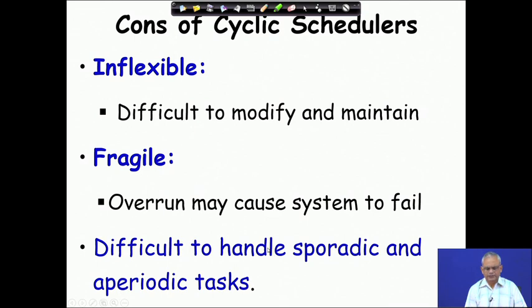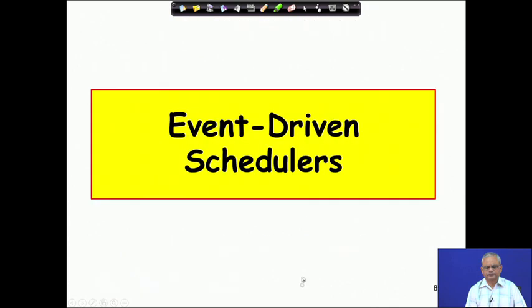These are fragile, because if for any reason one of the tasks takes longer, then it may leave the system in an inconsistent state, and the system may fail. Also, in many applications, we have sporadic and aperiodic tasks, and there is no clear way in which you can handle the sporadic and aperiodic tasks. So, these are the weak points of the cyclic scheduler, we must remember that.